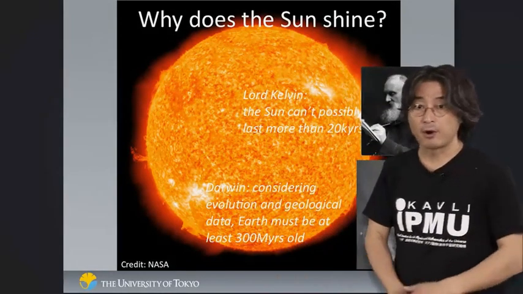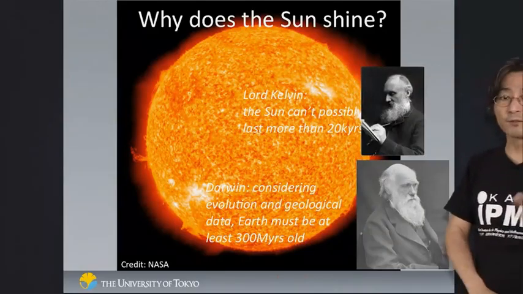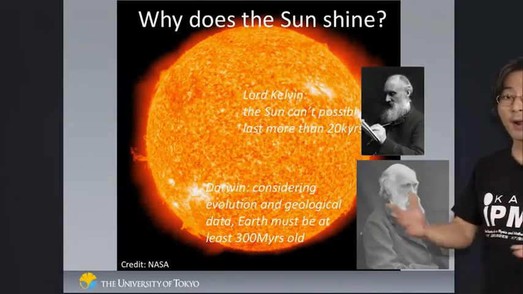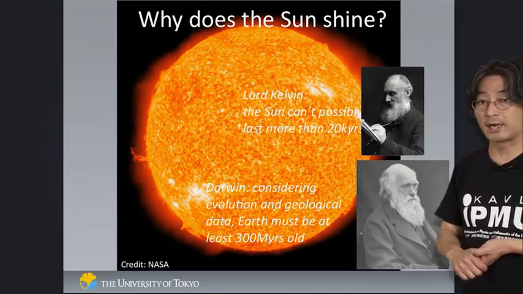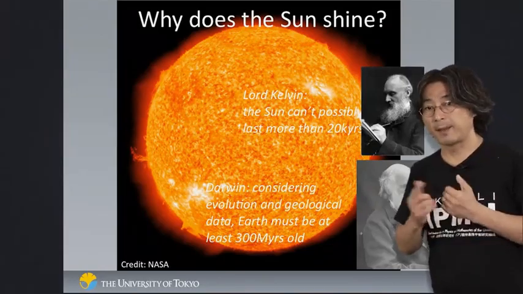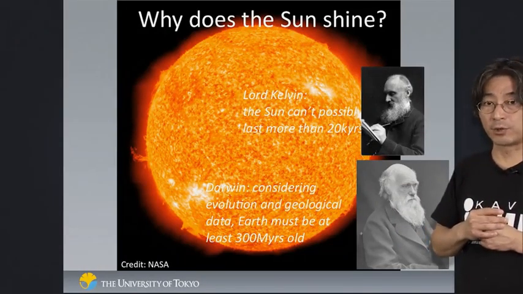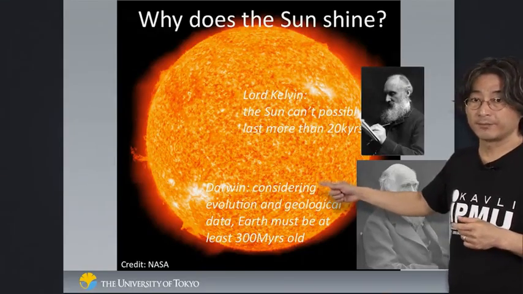But there was also a counter-argument. For example, Darwin, in considering the evolution of biological systems, and some geologists, with data coming from sampling rocks from around the world, believed Earth must be at least 300 million years old. Now here's a big difference in numbers.